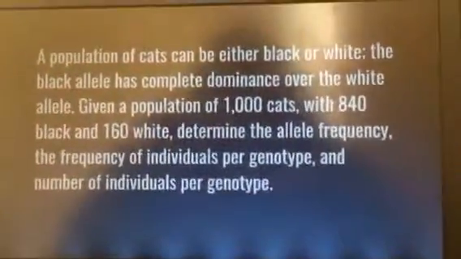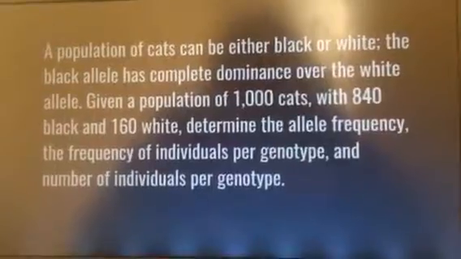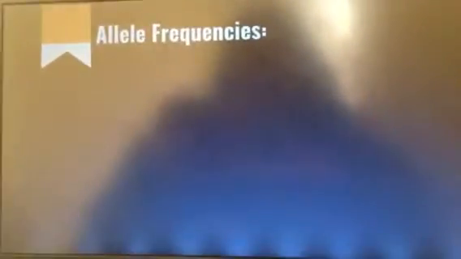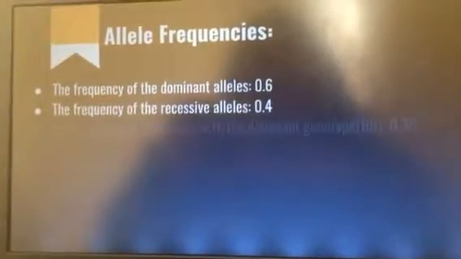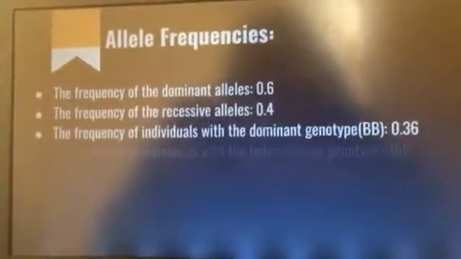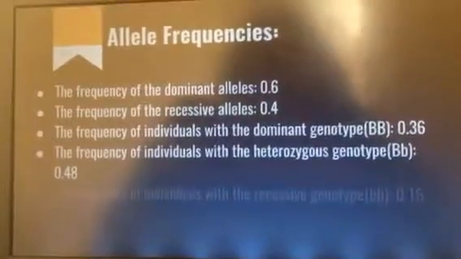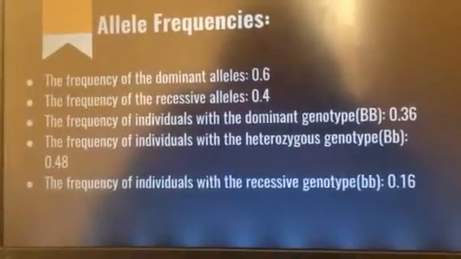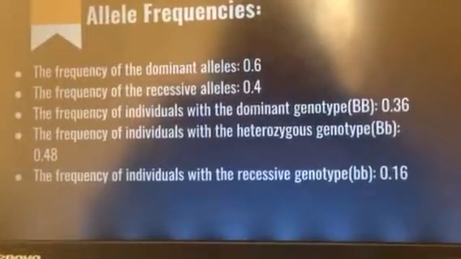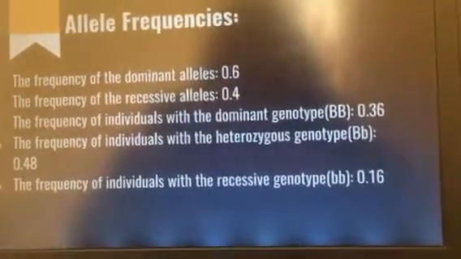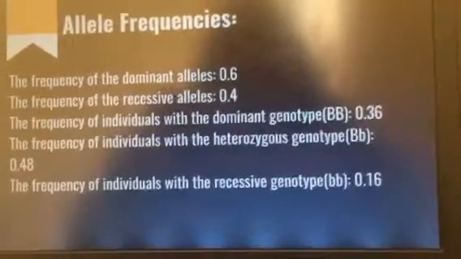Now again, looking at this problem, we've now determined the first two parts. The dominant allele frequency is 0.6 and the recessive is 0.4. The frequency of individuals with the dominant genotype is 0.36, individuals with the heterozygous genotype is 0.48, and individuals with the recessive genotype is 0.16.